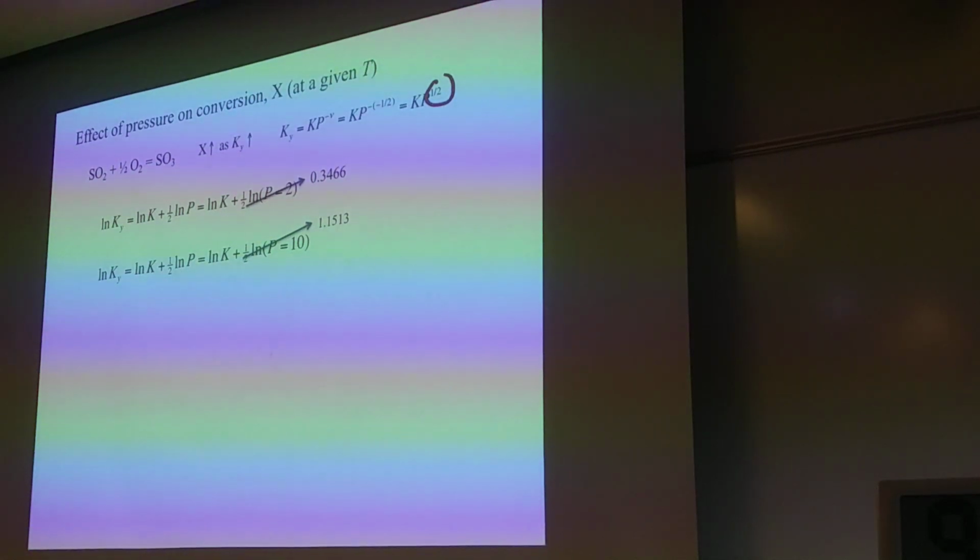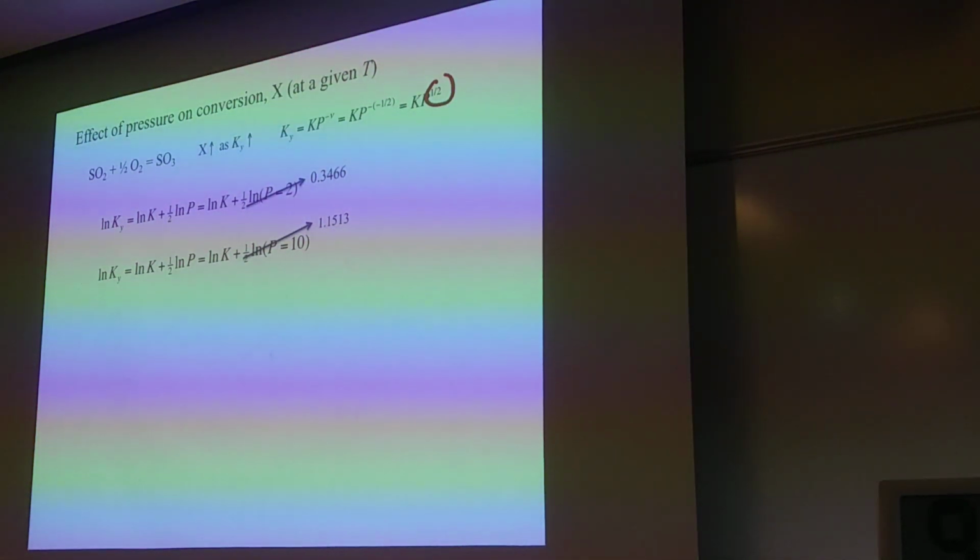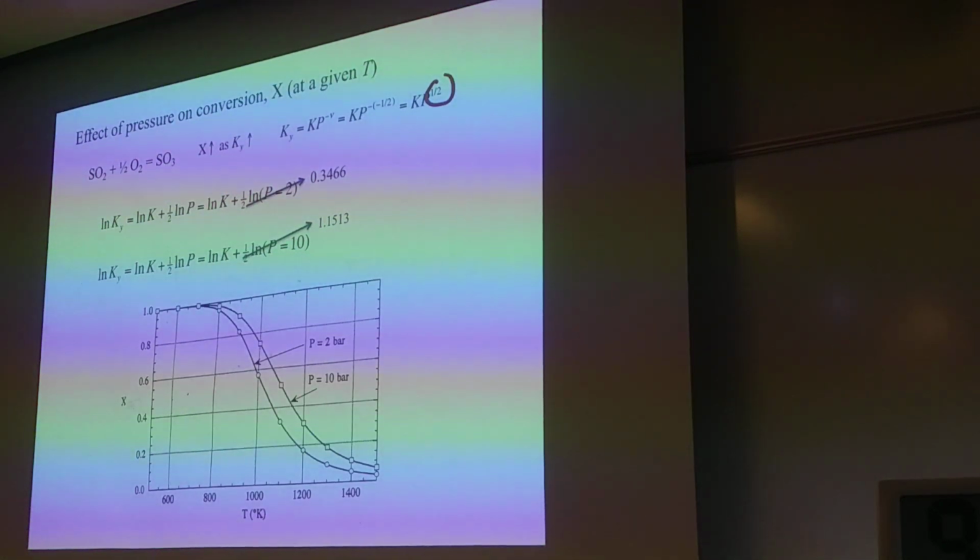And I can write it down here, log Ky for the case of pressure of 2 bar. This term looks like this, 0.3466. And if I let it jump up to 10 bar, then I get a higher value. So if I plot that up, what I notice is the equilibrium conversion curves then reflect this fact that at 10 bar I get a higher conversion than I do at 2 bar.